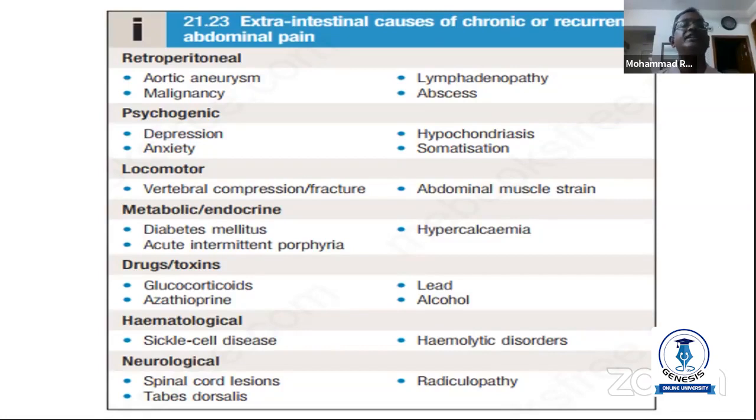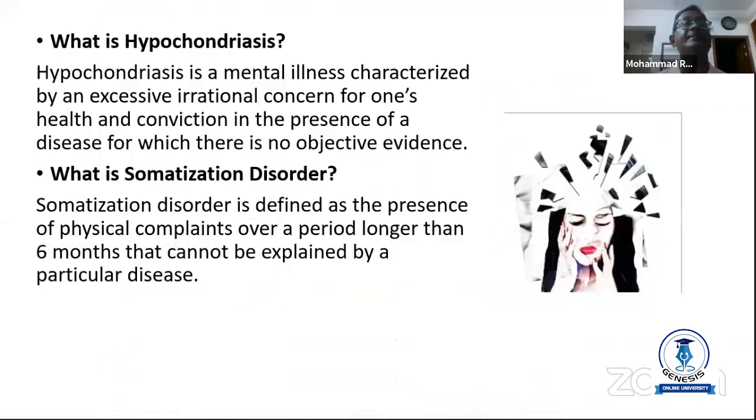So some drugs and toxins are also related to abdominal pain, like glucocorticoids, azathioprine, lead and alcohol. A patient who is an alcoholic may produce gastritis as well as pancreatitis. Patient may also produce cirrhosis. The hematological cause is sickle cell disease, which causes sequestration syndrome, with pain in the splenic area. Patient may also have spinal cord disease, tabes dorsalis, and radiculopathy.